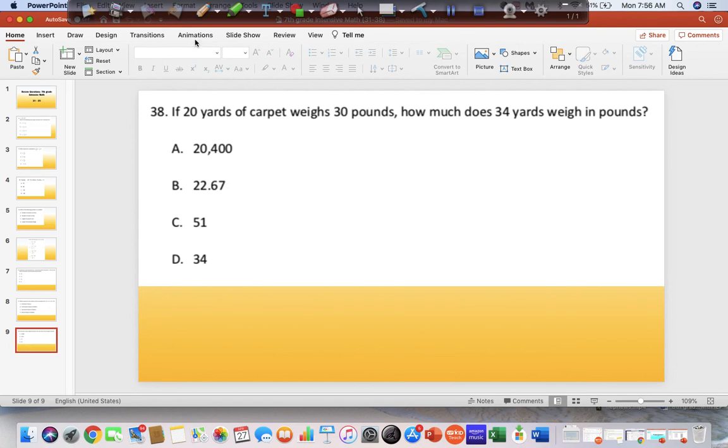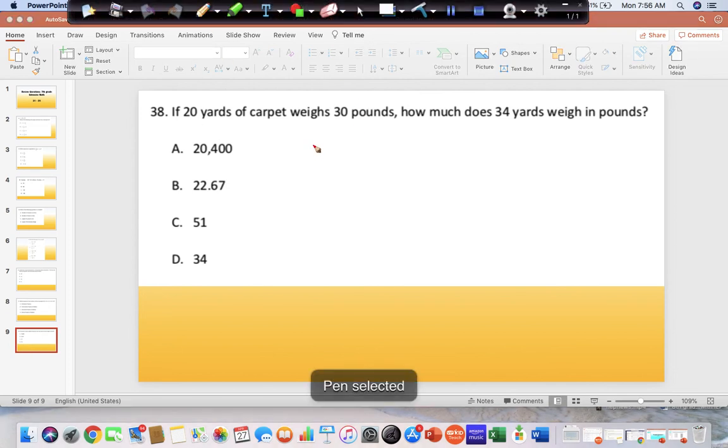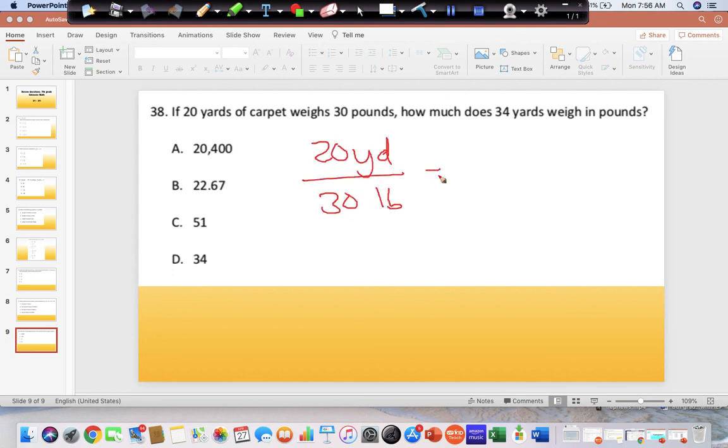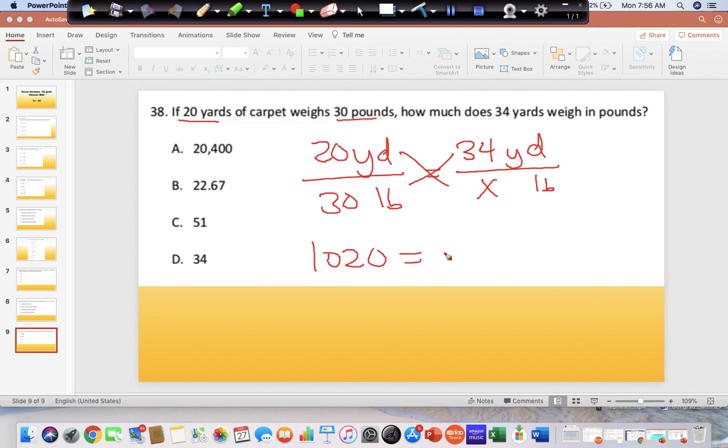Okay, if 20 yards of carpet weighs 30 pounds, so 20 yards weighs 30 pounds, I always like to set up proportions when I see something like this. How much does 34 yards weigh in pounds? 34 yards would go on top, and we don't know how many pounds that is on bottom. So now we're just cross multiplying. You can use your calculator to do this. 34 times 30 gives us 1,020, and that is equal to 20x.